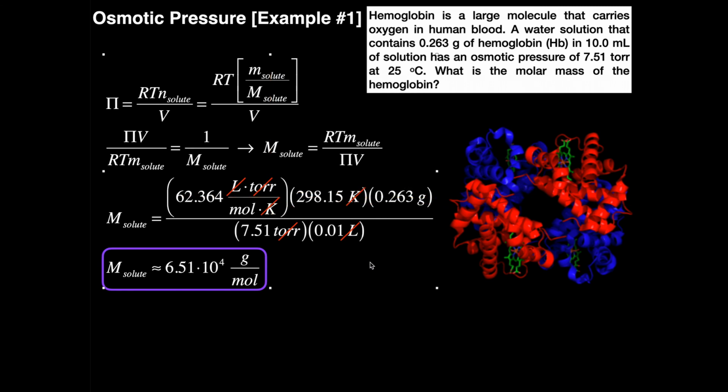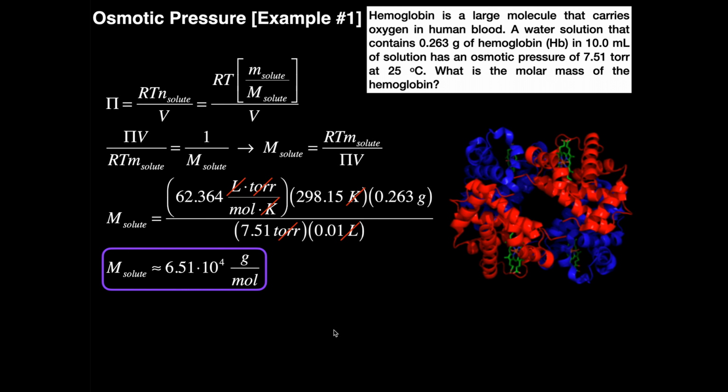And then you say, but wait a second, now we don't have anything that'll cancel. Well, that's the point, right? Because the units that are left are grams and then per mole. Well, grams per mole are the units of molecular weight. And so that's what we're left with. So we simply multiply all this out and divide by the denominator here, and we get a number that's approximately 6.51 times 10 to the fourth, and the units would be grams per mole. And so this would be the approximated molecular weight or molar mass of the solute, which in this case is hemoglobin.